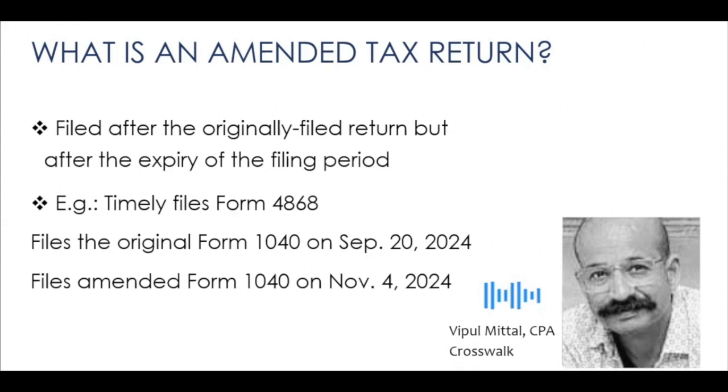But after filing the original tax return on September 20th, you discover certain omissions or certain errors in your tax return. You want to change your tax return, but the filing period has expired because the filing period expires on October 15th, 2024. Now you want to change your tax return. You file form 1040X and you file it on November 4th, 2024, after the filing period. Now, this tax return in form 1040X, which is filed after the expiry of the filing period, is your amended tax return.